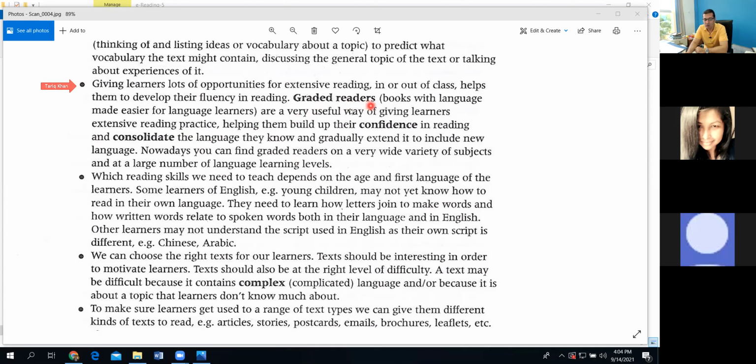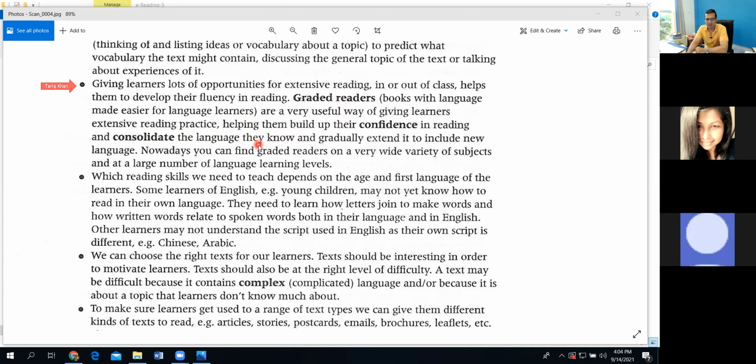Graded readers. What are graded readers? Books with language made easier for language learners. A very useful way of giving learners extensive reading practice, helping them build up their confidence in reading and consolidate. Highlight the word consolidate.